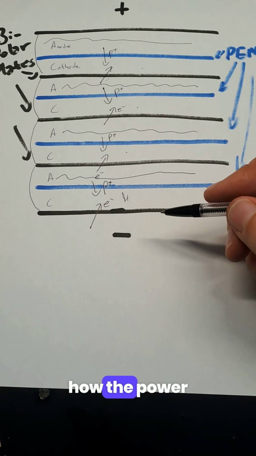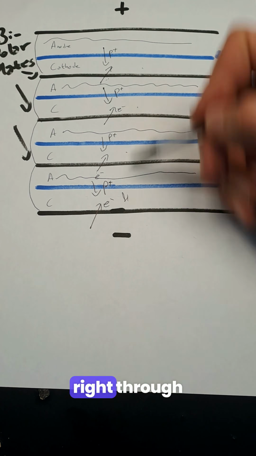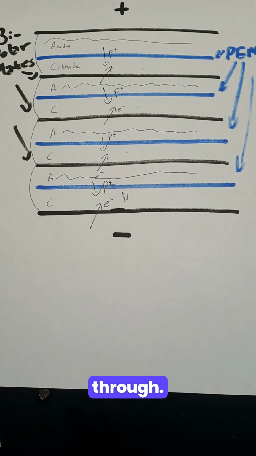So this is how the power cascades through the stack. For us, it seems like the power just goes right through the stack, but it doesn't. It cascades through it, and this is how it works.